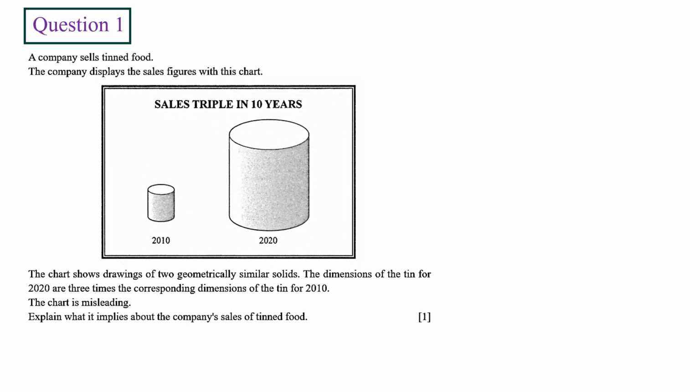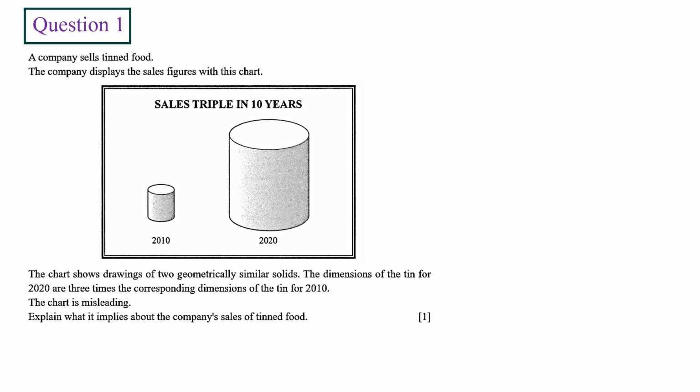Let's look at the first question. A company sells tinned food. The company displays the sales figures with this chart. Sales tripled in 10 years. The chart shows drawings of two geometrically similar solids. The dimensions of the tin for 2020 are 3 times the corresponding dimensions of the tin for 2010. The chart is misleading. Explain what it implies about the company's sales of tinned food.